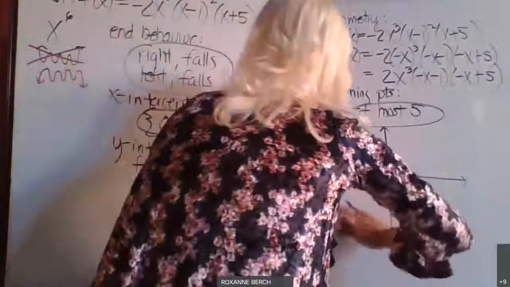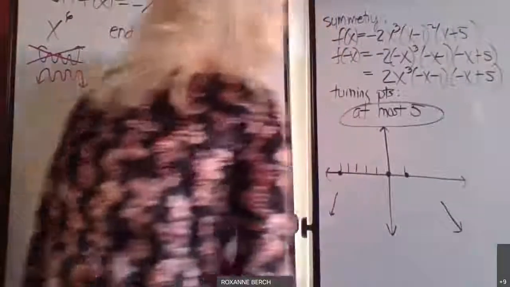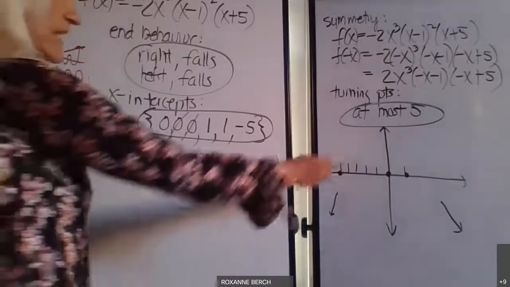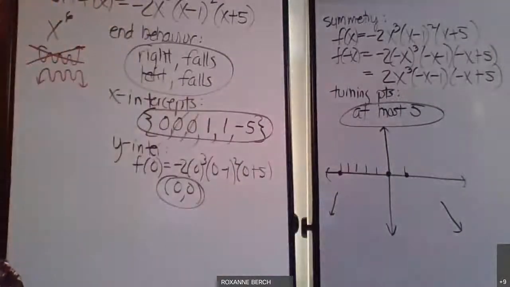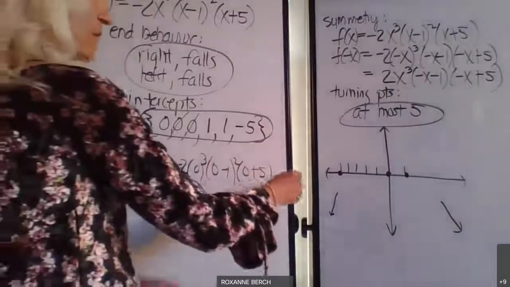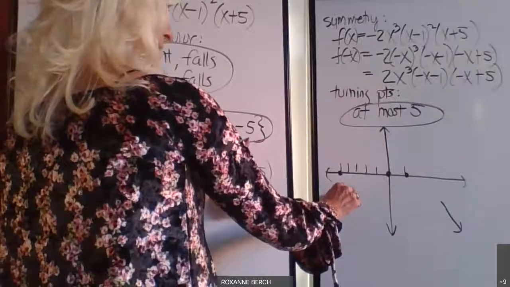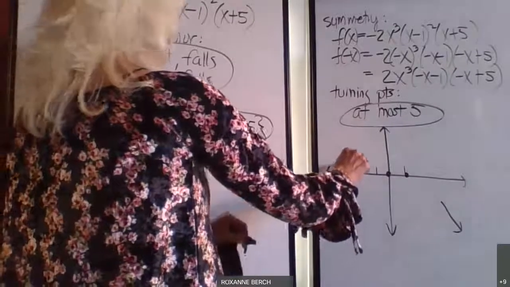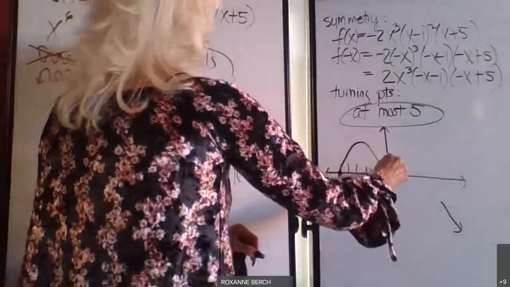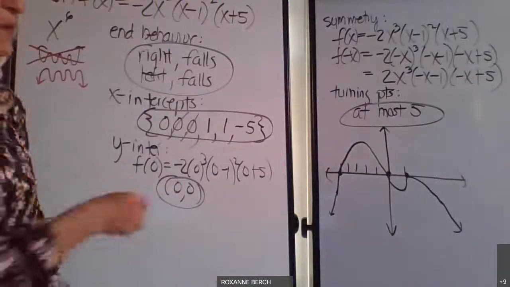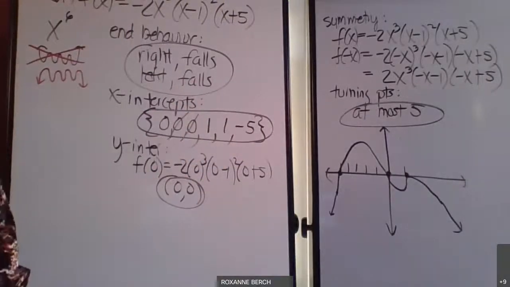Okay, you ready? Go. The y-intercept is 0, 0. We already have it. So what are we doing at negative 5? Are we touching and turning or crossing? Crossing. What are we doing at 0? Crossing. And what are we doing at 1? Touching and turning. So there's your M. There might be other turning points, but that's a good sketch.